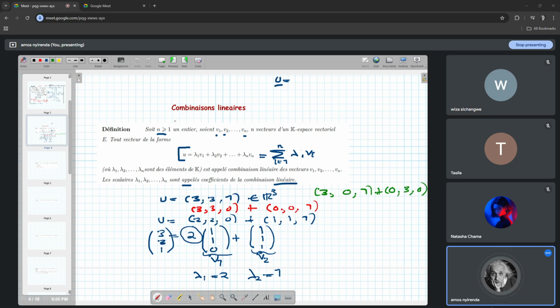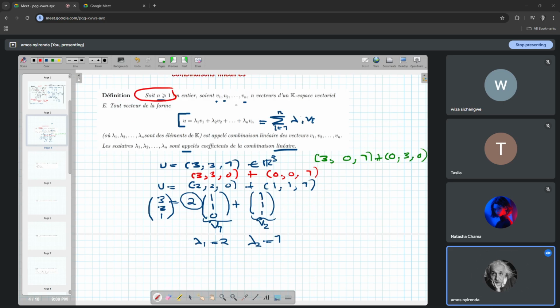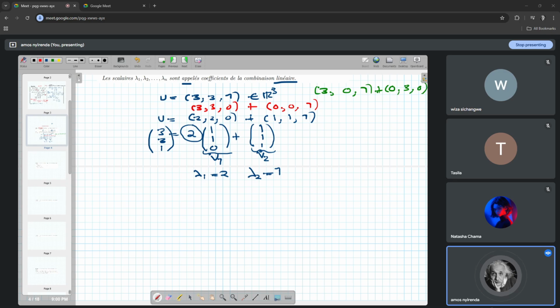If you look at this part of the definition, I'm saying n has to be greater than or equal to 1. But then what happens if n is equal to 1 here? What is going to happen to this formula, and what is going to be the meaning, in other words? So if n is equal to 1, then we know that, for example, some vector u, the formula here is the sum for i equal to 1 up to n of lambda_i v_i, like so.